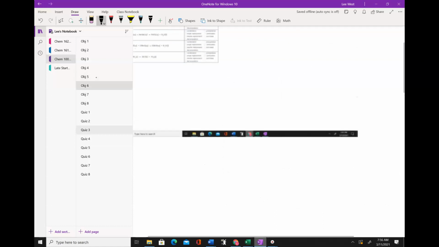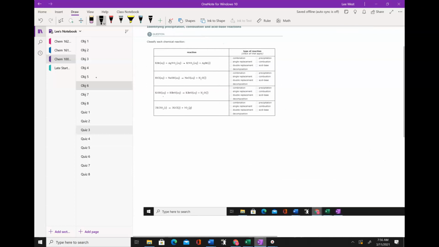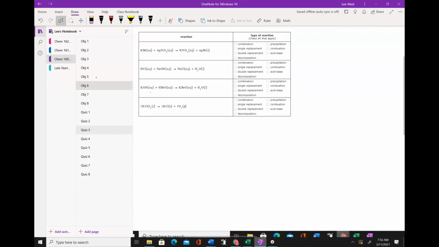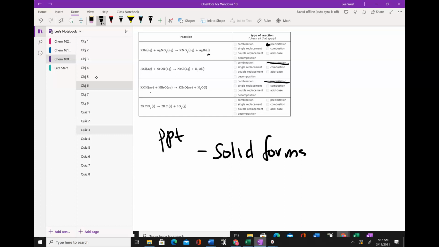Alright, let's have a look at this one. Okay, so in this case we have to classify reactions according to the categories that we saw before, but also according to whether they are a precipitation, combination, combustion, or acid base. So precipitation means solid forms. So that guy's got a solid there in the products. That one hasn't. That one doesn't. And this one does.